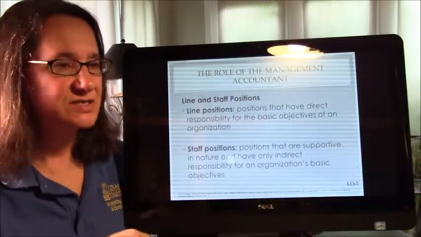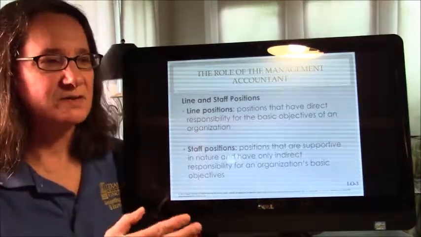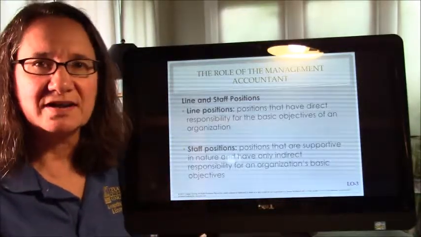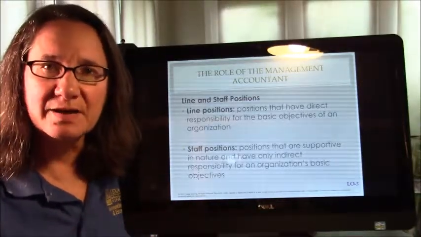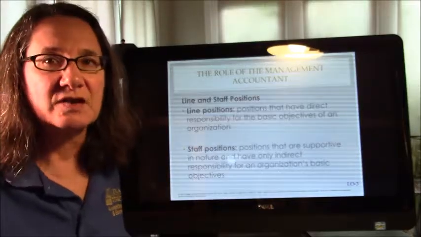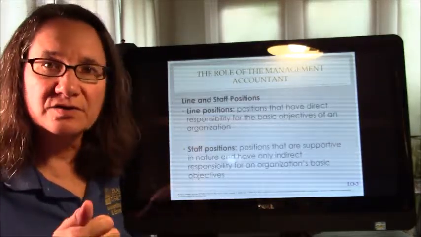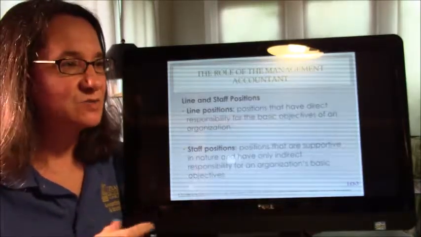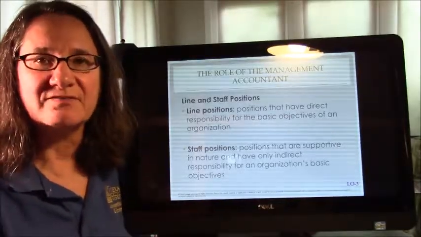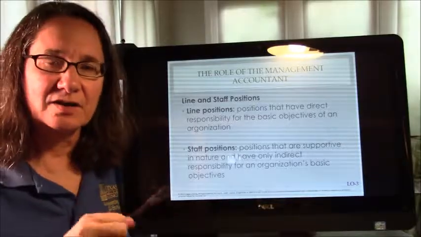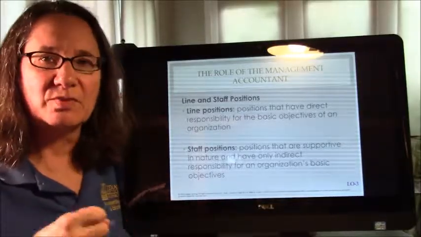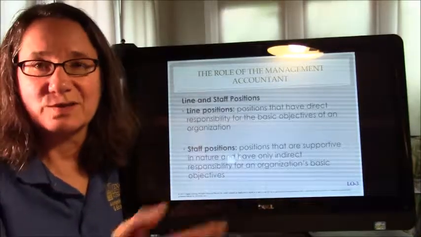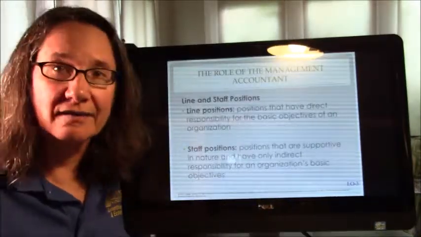A line position is somebody that has direct responsibility for the basic objectives. So I used to work at banks. The direct objectives are to pay and receive money, open new accounts, make loans. So tellers, new accounts reps, and loan officers would be what you would call a line position. At a factory, that person down there painting the car, putting the bolts in the body of the car, those are line. It's like there's actual line somewhere. We had a teller line, right?